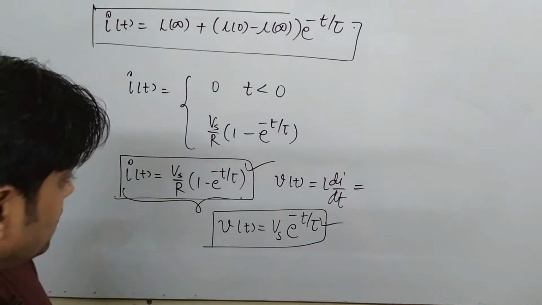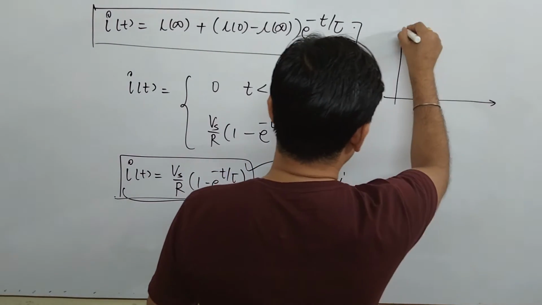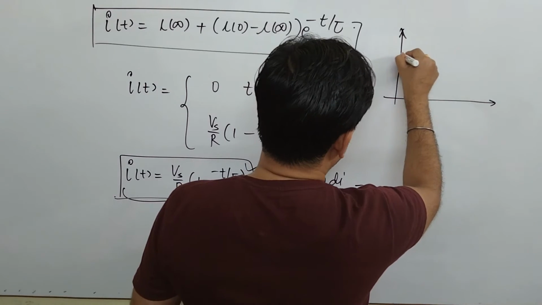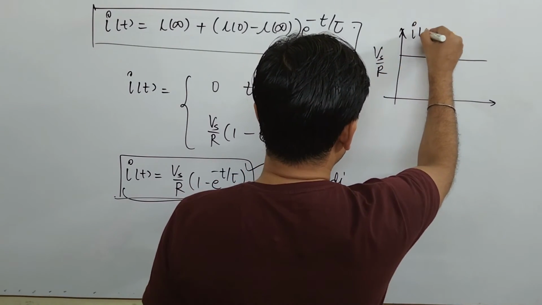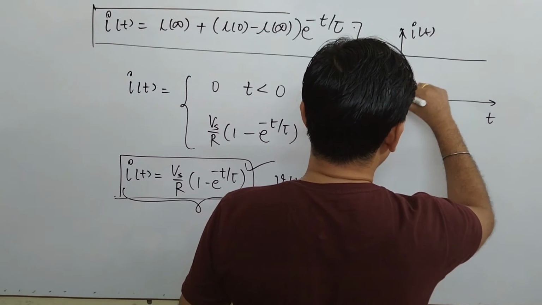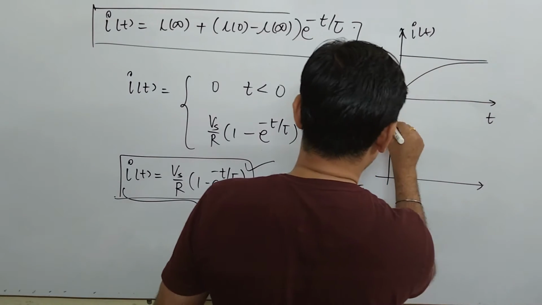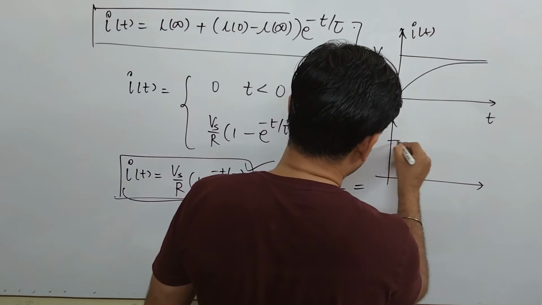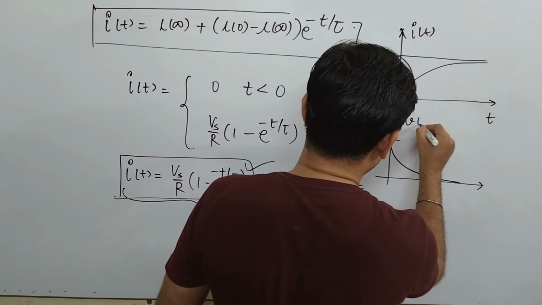So if you redraw the figures, it is similarly like in the capacitor we have seen. This you can say is the level of Vs by R, we are drawing it. This is your t, so this should be the condition. Similarly, if you talk about Vt, this is the level of Vs. This is your Vt.